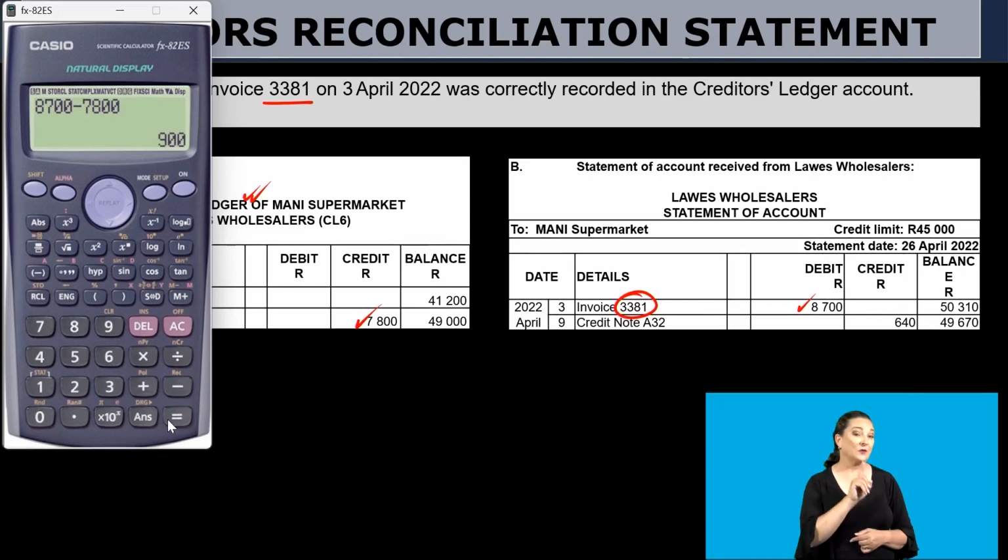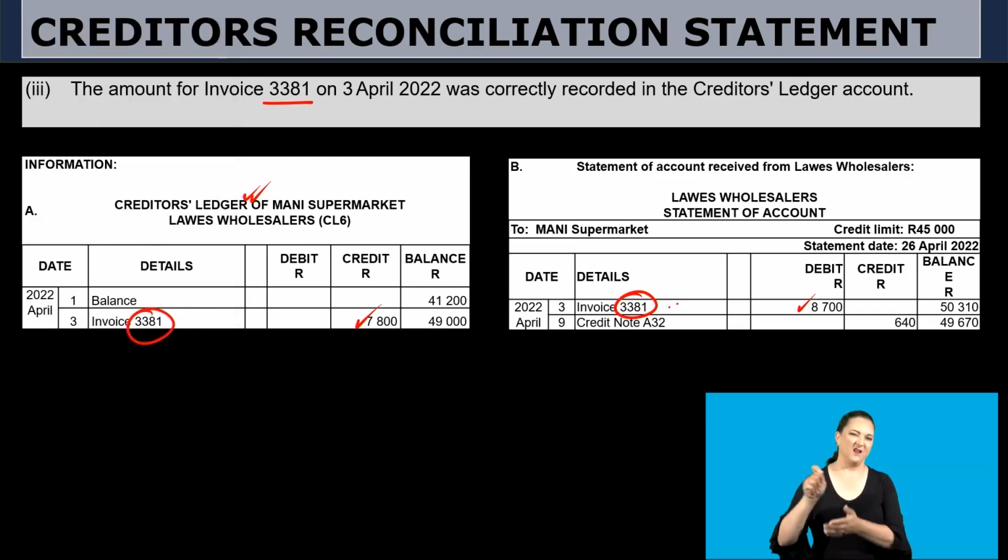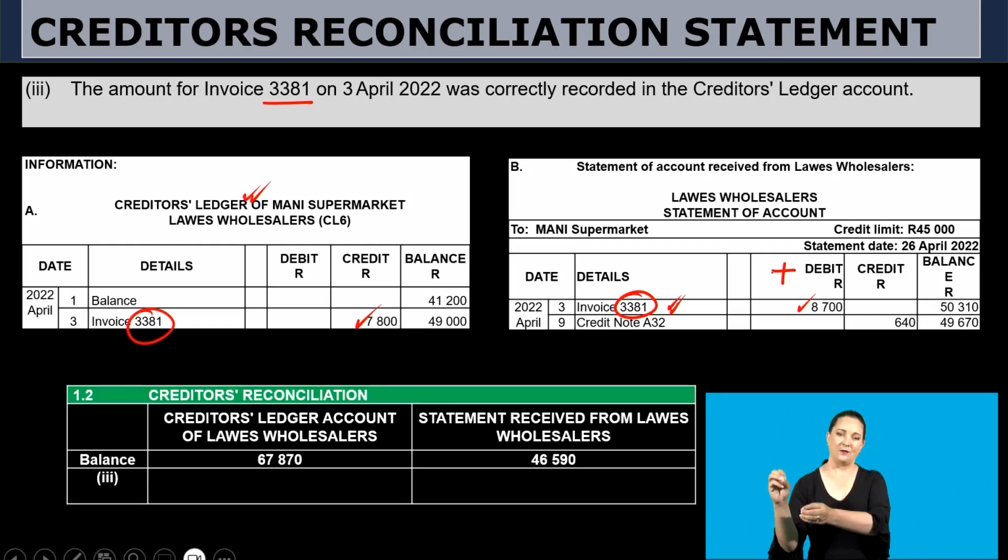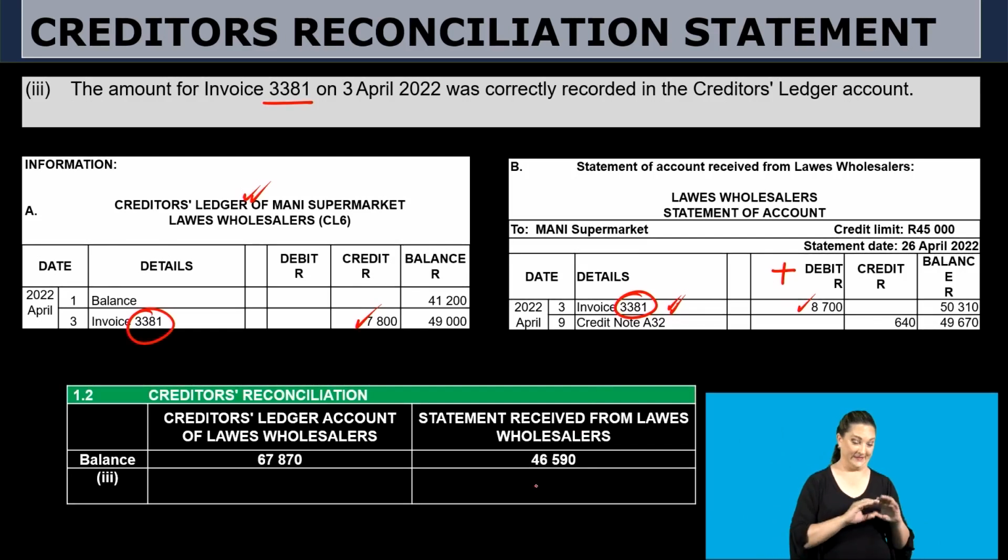That simply means they recorded 900 rands more. Now, this is an invoice which was recorded on the debit side, which is a plus. So they added 900 rands more. To correct that, I'll come and then I'll say minus 900 because they added 900 rands more. Error number 3. Let's go to number 4 then.